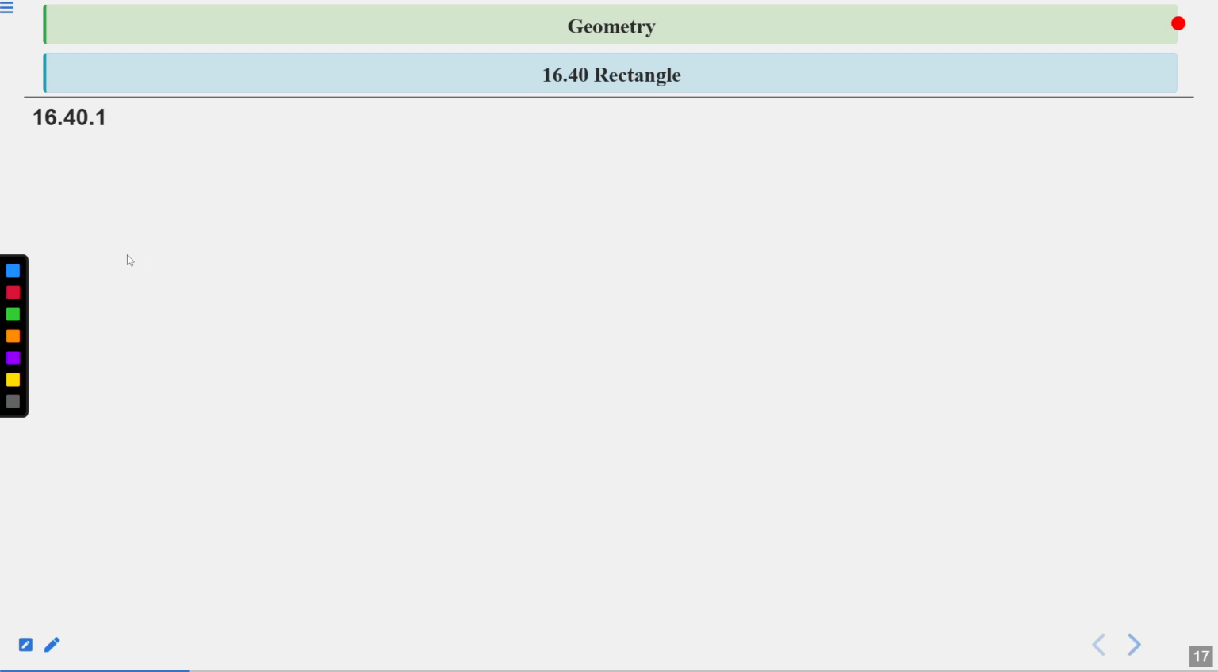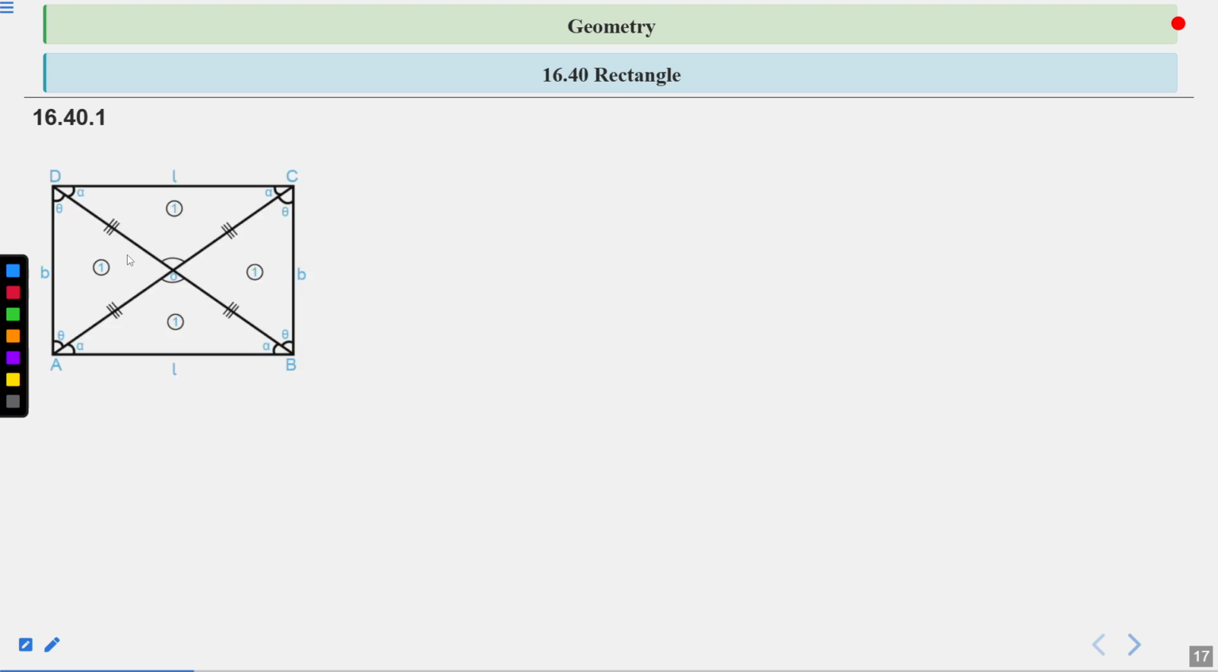Now the formulas related to the rectangle. 16.40.1. So this is the diagram of the rectangle. The area of the rectangle is length into breadth, L into B. Next one.